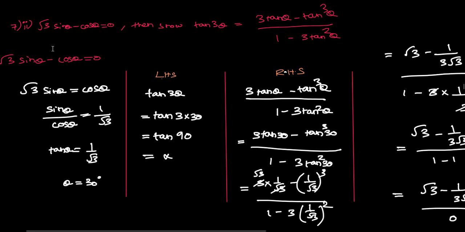So this is question number 7, part 2. Root 3 sin theta minus cos theta equals 0. Then show that tan 3 theta equals 3 tan theta minus tan cube theta by 1 minus 3 tan square theta.